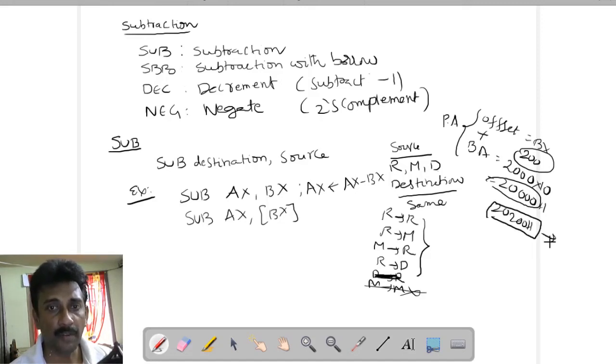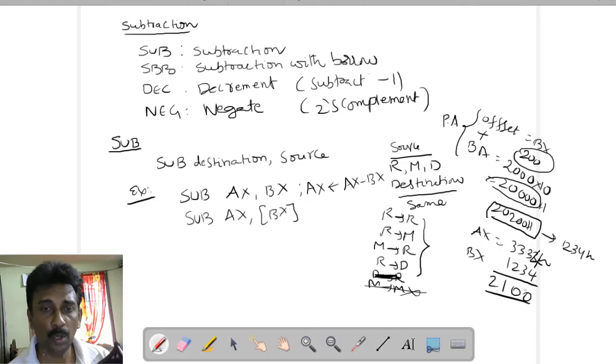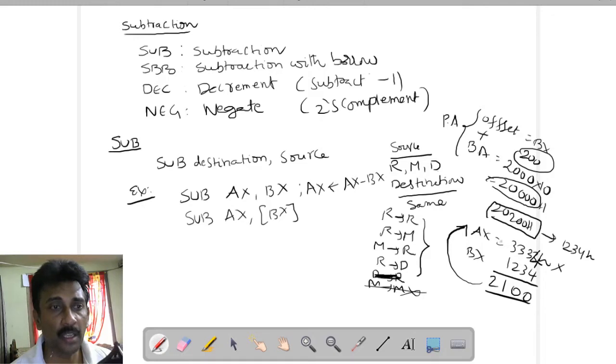In this memory location we have data, assume it is 1234. This 1234 will be subtracted from the AX register. Now assume the AX value is 3333H. For the sake of understanding, 4 minus 4 is 0, 3 minus 3 is 0, 3 minus 2 is 1, 3 minus 1 is 2. So the result 2100 is placed in AX itself. Now 3333 is no more after executing that instruction. The updated value 2100 resides in the AX register.